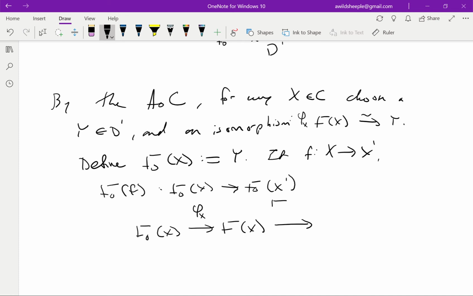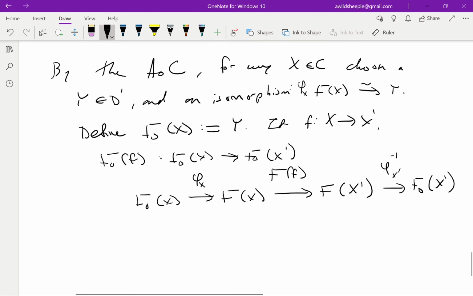And now I can apply f of f. This gets me over to f of x prime, because that's what f does. And now I apply phi of x prime inverse. This should go up here. And that gets me to f0 of x prime. So this is a complicated looking definition of f0 of f. It's this whole big composition. So we need to check that this is actually a functor. So let's do that.